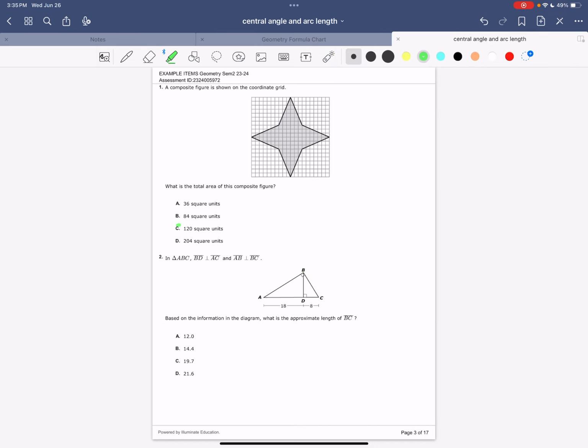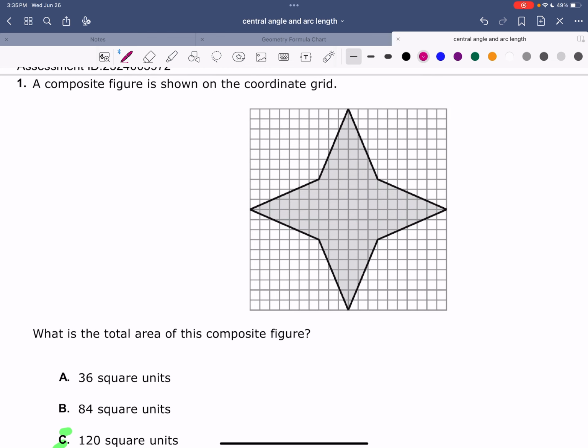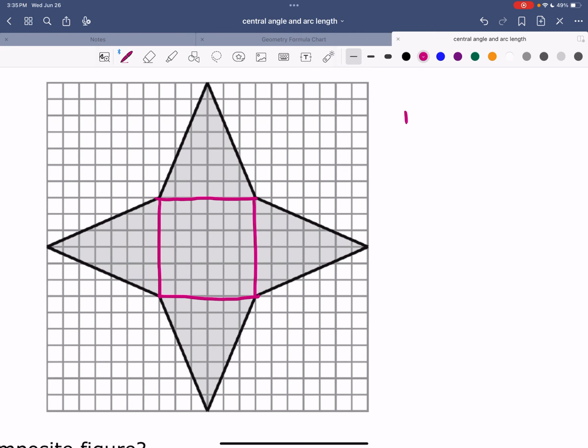So let's do question number 1 and 2. Number 1 says find the total area of this composite figure, right? The key part is you have to know how to break things down here, okay? So we have 4 triangles and 1 square. Area of the triangle is 1/2 base times height. So our base in this case is going to be 6, and our height of this triangle is 7 because 1, 2, 3, 4, 5, 6, 7.